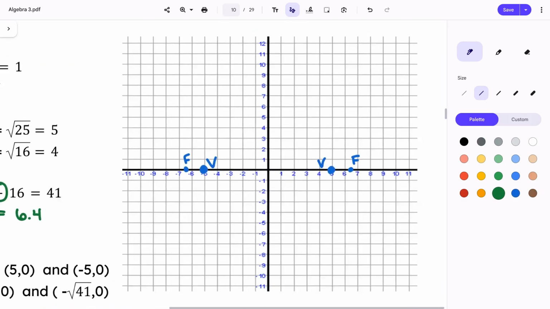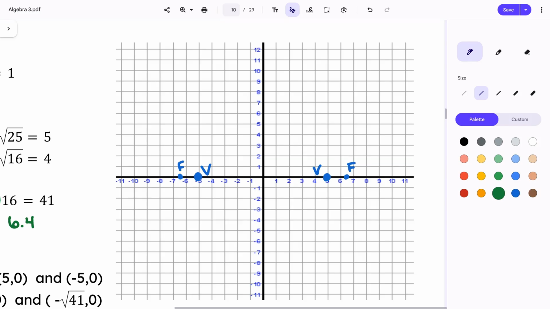So I'm going to start from 0, 0. I'm going to go up 4 and right 5 and draw a point. I'm going to go up 4 and left 5 and draw a point. Now I'm going to go down 4 and right 5. And then I'm going to go down 4 and left 5. So those green dots that I have, those are the corners I'm talking about.